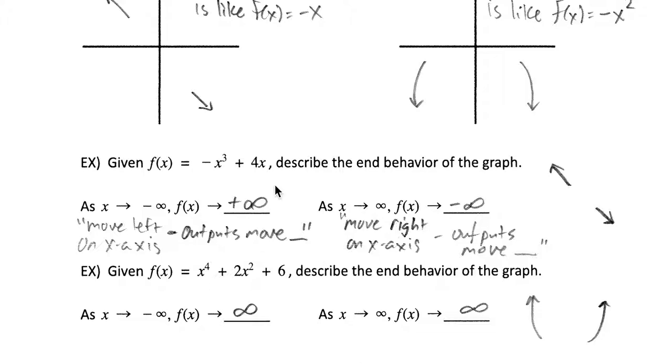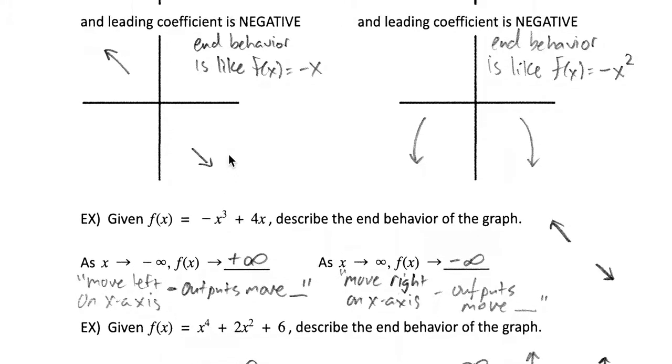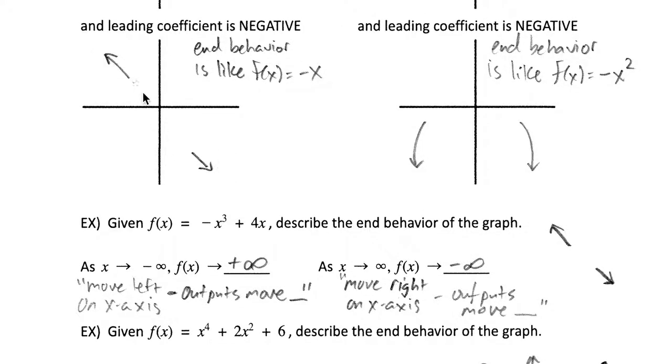In this first example, we see our leading term here has a negative coefficient and an odd exponent. So an odd exponent is going to act like our linear functions. A negative coefficient is going to be acting like a decreasing linear function, so going down from left to right.